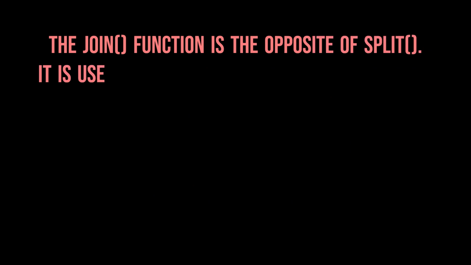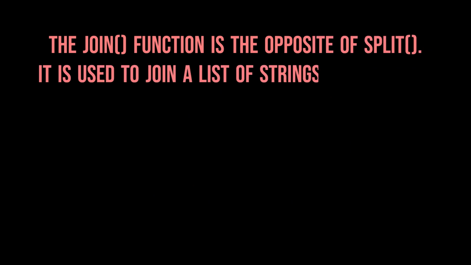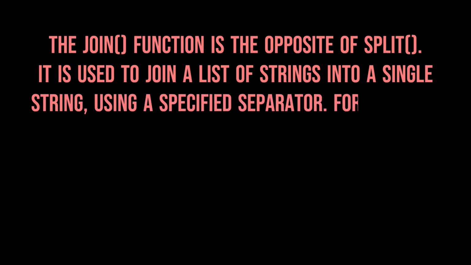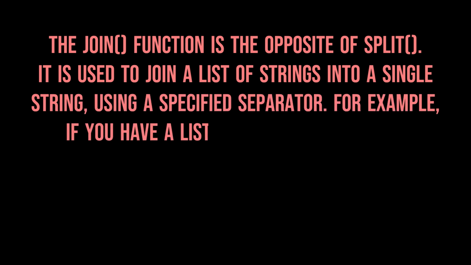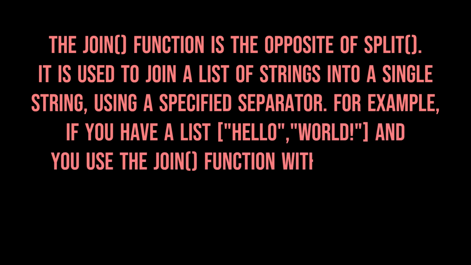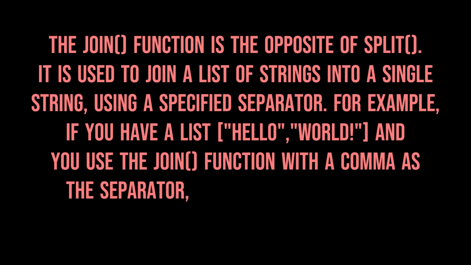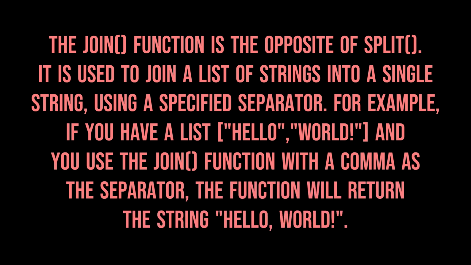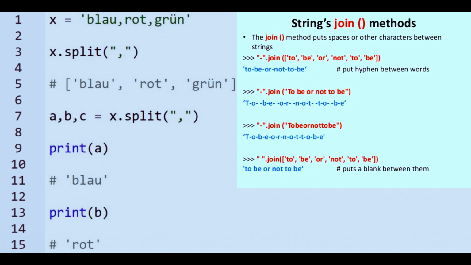The join function is the opposite of split function. It is used to join a list of strings into a single string, using a specified separator. For example, if you have a list containing two elements, hello and world, and you use the join function with a comma as the separator, the function will return the string hello world. Here is the example of split and join function in Python.